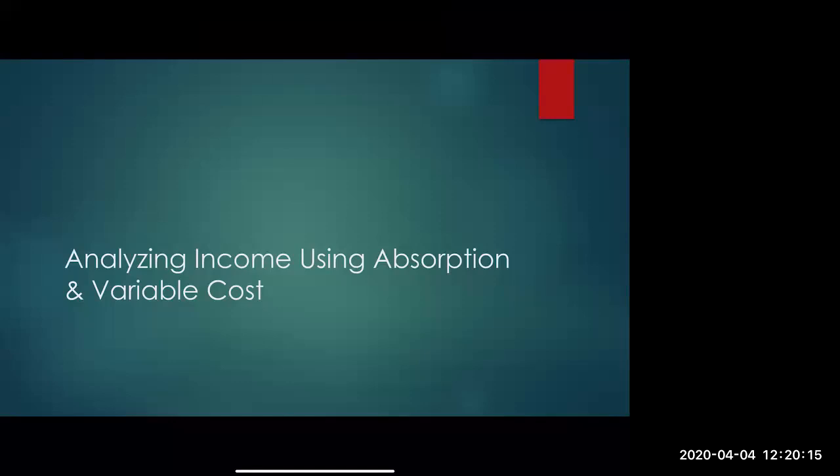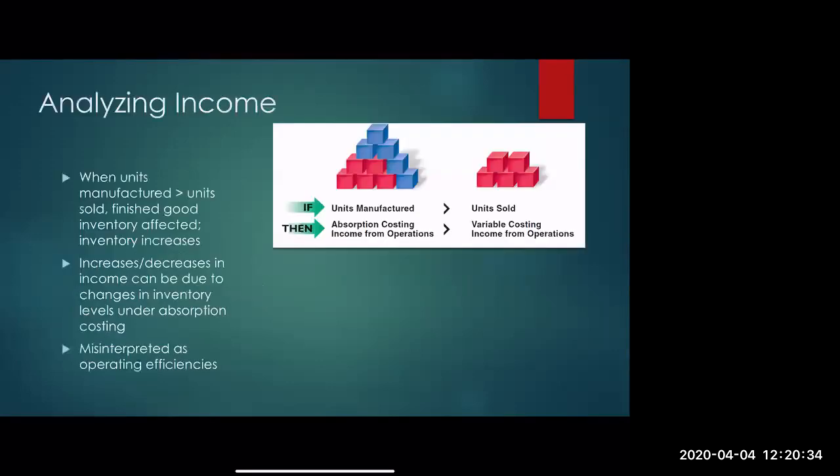Here we are now, shifting gears and looking at analyzing income using absorption costing and variable costing. It says whenever the units manufactured differ from the units sold, finished goods inventory will be affected. Okay, so let's dive into that and look at what that actually means.